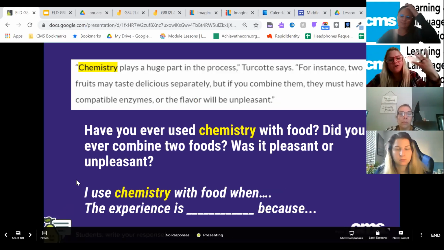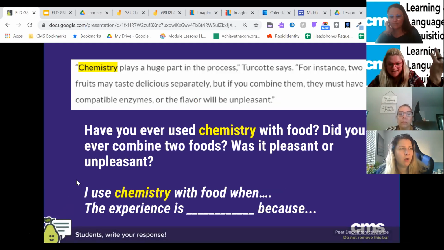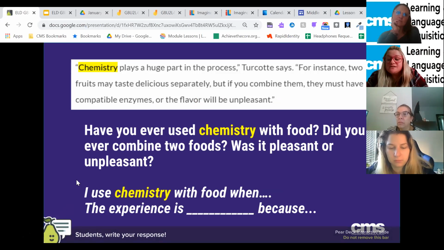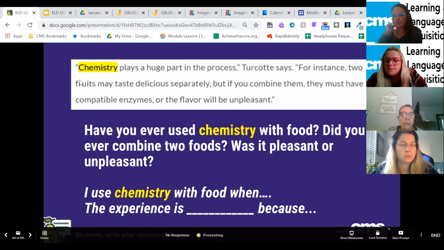And so now that we've remembered our word chemistry, when we see it in the text, we're going to remember what that word means, and we're going to make a connection to the text. So we screenshotted a piece of the text, and you can have a student read out, but I'll go ahead for time. Chemistry plays a huge part in the process, Turcotte says. For instance, 2 fruits may taste delicious separately, but you can combine them. But if you combine them, they must have compatible enzymes or the flavor will be unpleasant.